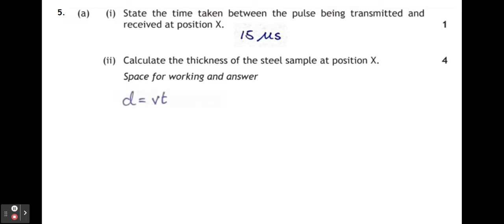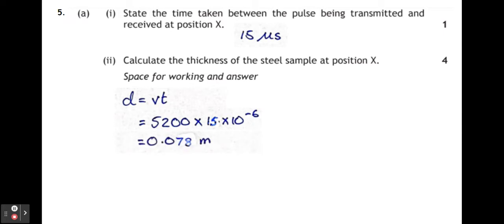Okay, we can use the formula distance equals speed times time. We were told earlier in the question that the speed of the ultrasound was 5,200 meters per second, and we have just said in part 1 that the time taken for the pulse to be received is 15 microseconds. So 5,200 times 15 times 10 to the power of minus 6, which gives us a distance of 0.078 meters.